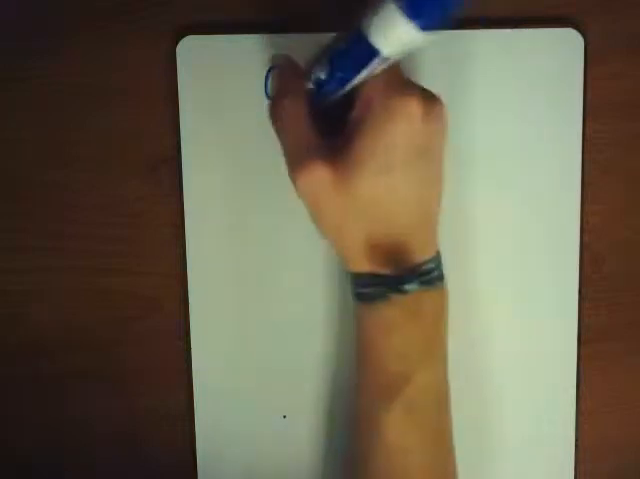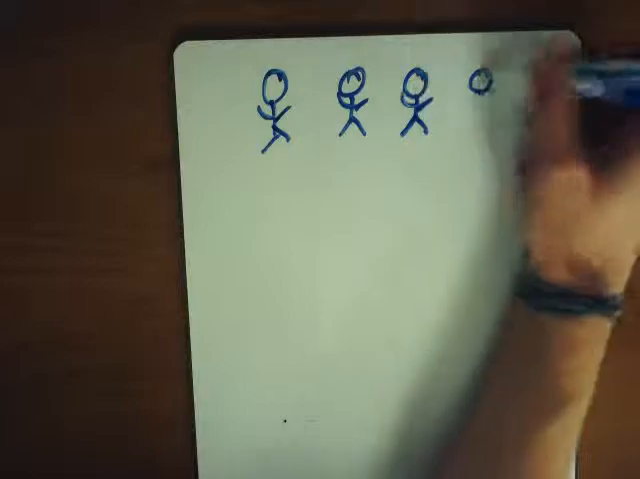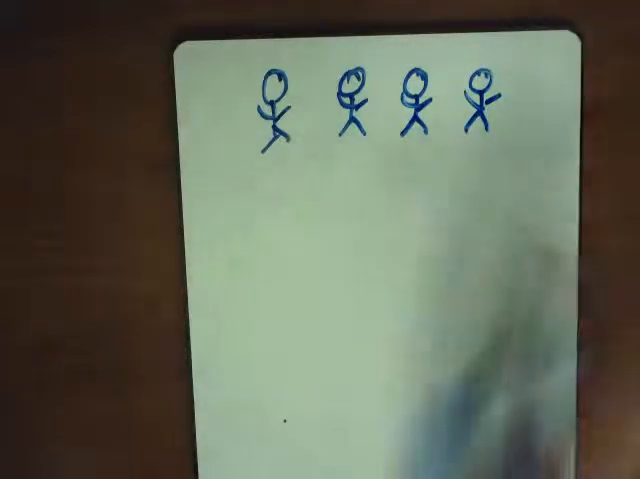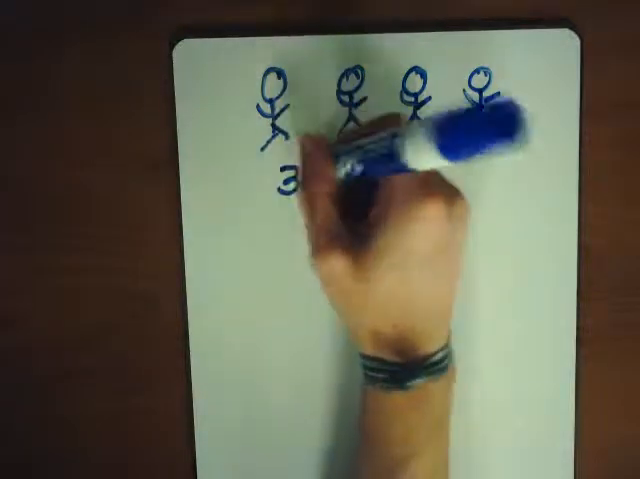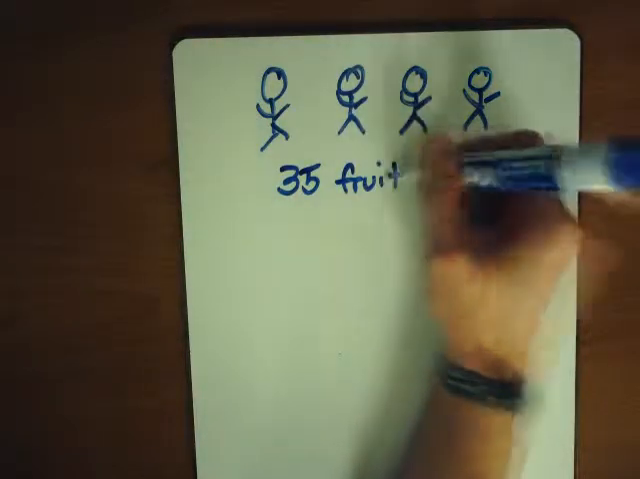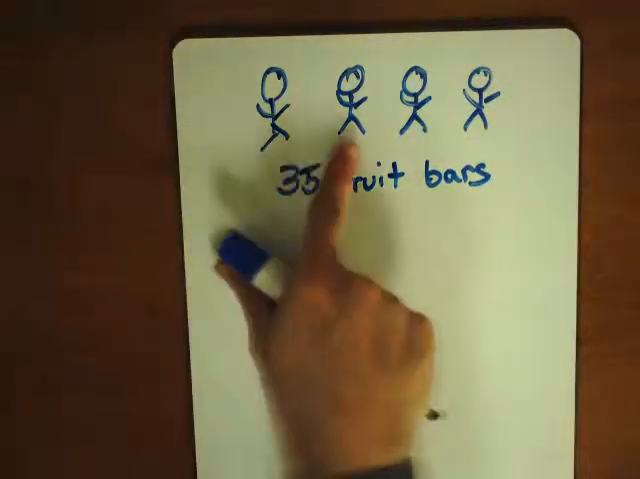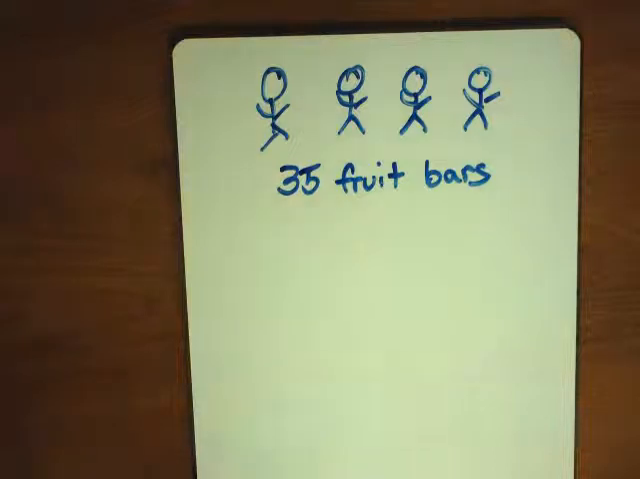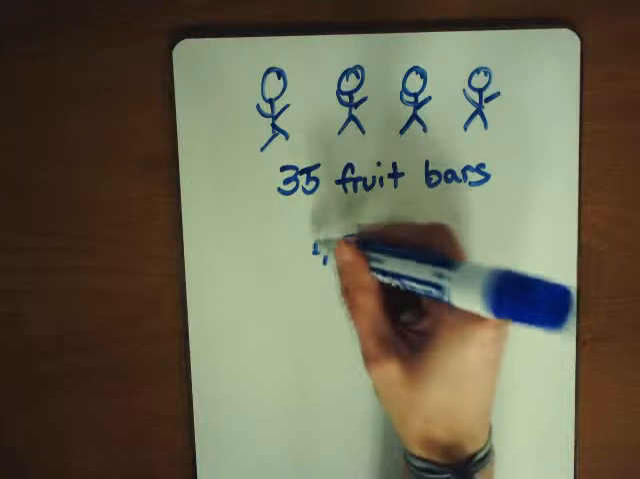Okay, so in this one, I've got 4 brothers. So I'm just going to start by drawing a picture. 4 brothers. So go ahead and draw this picture in your notebook with me. Notice how I'm not a big artist right here. I just quick symbols to represent them. All right, I've got 4 brothers and there are 35 fruit bars. I want to divide these 35 fruit bars evenly among these 4 boys right here. So we're looking at 35 divided by 4.